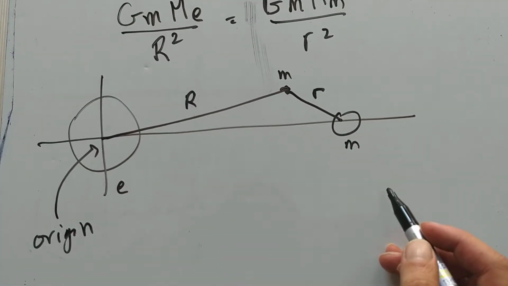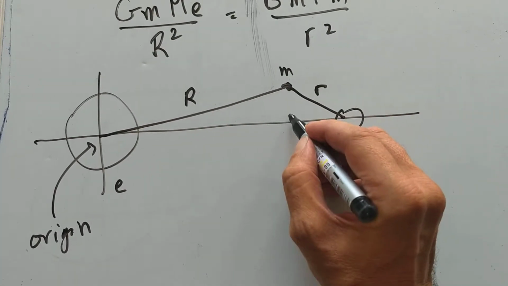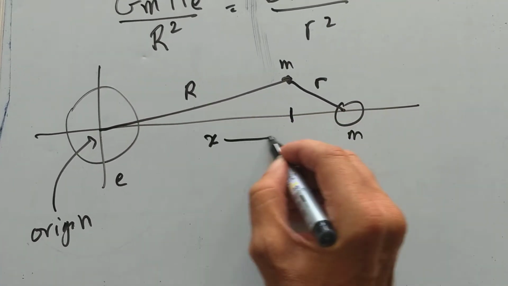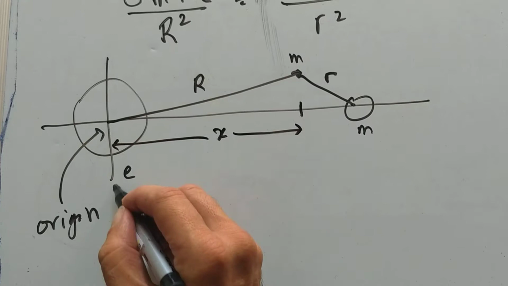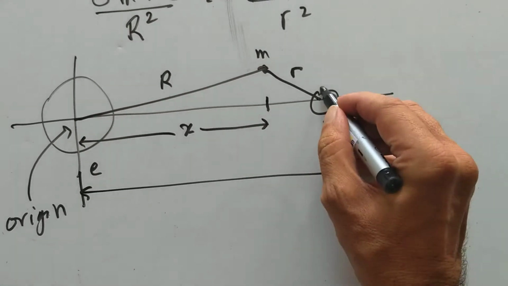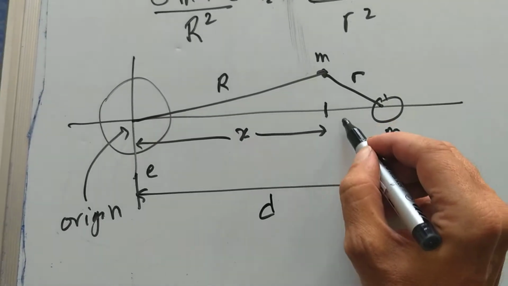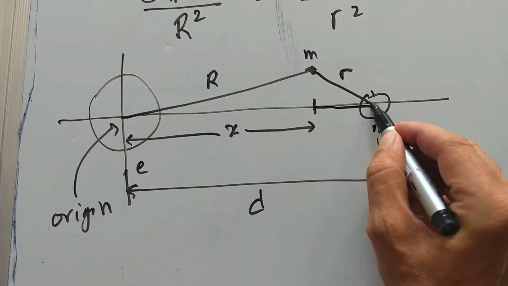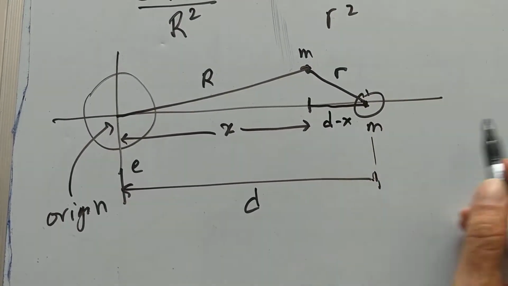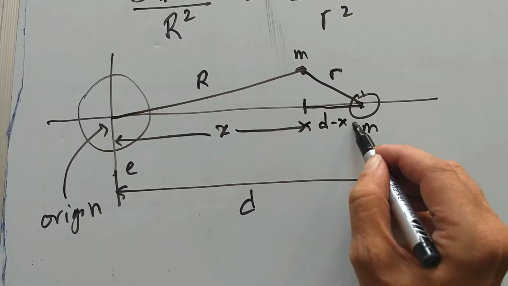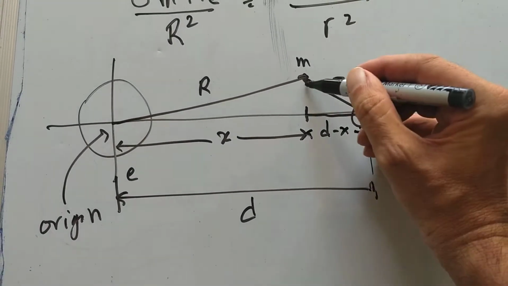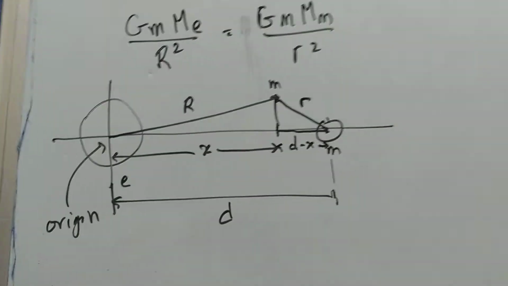Okay, now let's introduce some geometry. We'll call this distance x from here to here, and the whole distance from Earth to Moon, we'll call that d. And in this case, this piece here is d minus x from here to here. Okay, great. So this is our reference drawing. We'll come back to this.